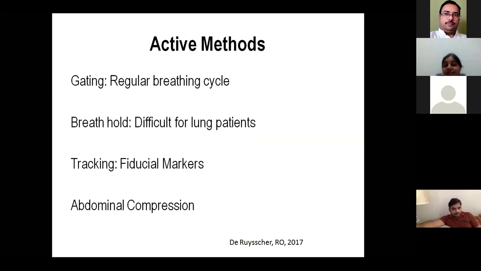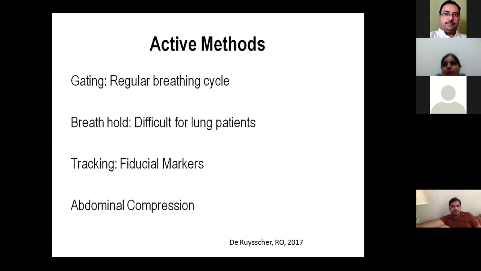There are active methods. You can use gating. It's not very frequently used anywhere across the world, because to get a regular breathing cycle to be able to give radiation only during a specific phase of respiration is very challenging. Breath hold, commonly used in breast cancer patients, but it is difficult for the lung cancer patients. They have comorbidities, they have large tumors, their ability to hold the breath is limited.